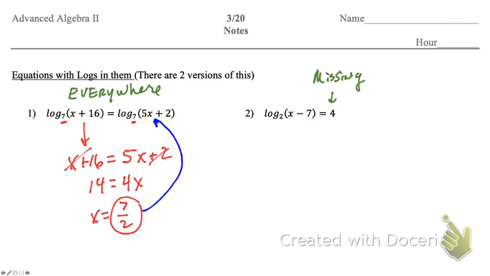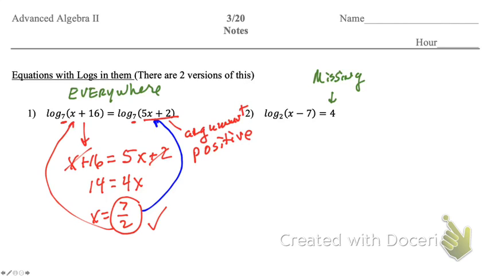Remember that this position is called the argument, and we know one thing about the argument. If you can read my handwriting, that says argument. The argument has to be positive. So when I plug 7/2 in there, 5 times 7/2 plus 2, that's a positive. And on the other side, 7/2 plus 16 will be a positive. So I know 7/2 is the correct answer.